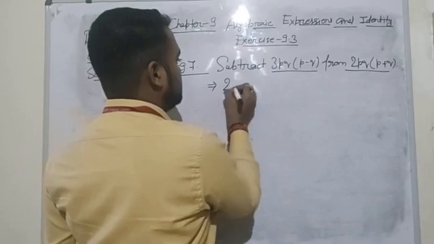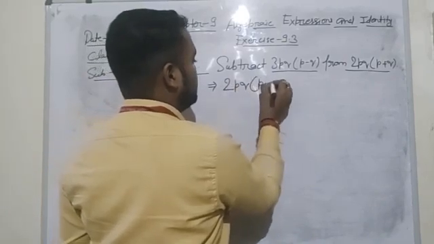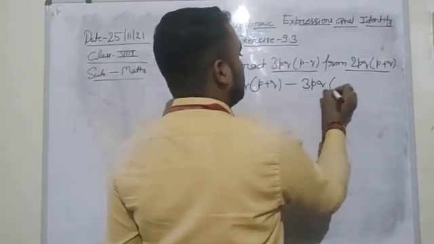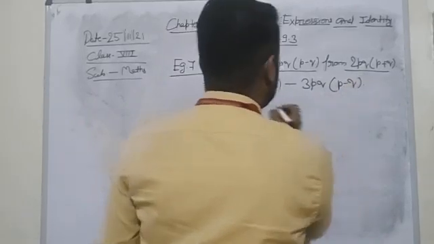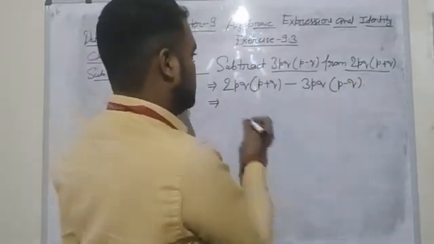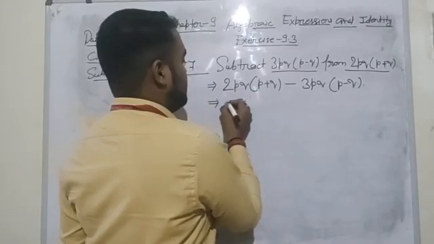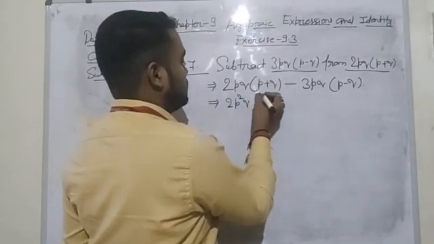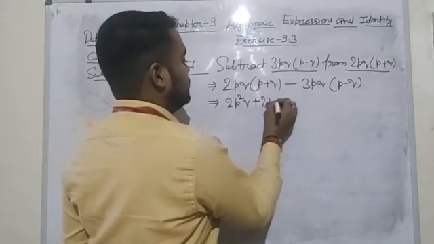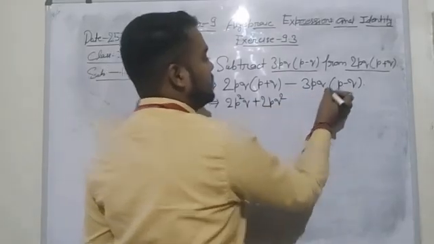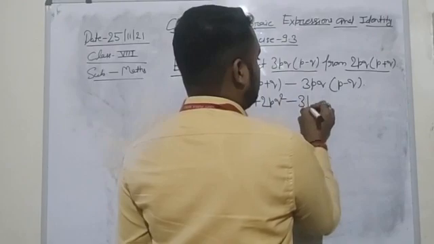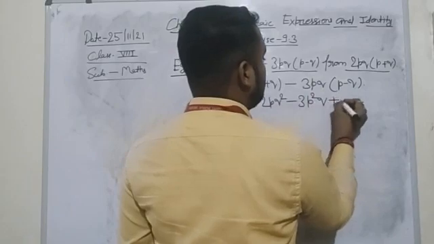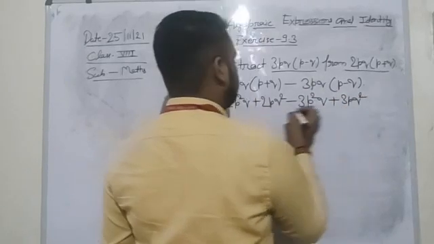2pq(p + q) minus 3pq(p − q). After breaking the bracket and solving it, 2pq multiplied by p gives 2p²q, 2pq multiplied by q gives 2pq², minus 3pq multiplied by p gives minus 3p²q, and minus 3pq multiplied by minus q gives plus 3pq².